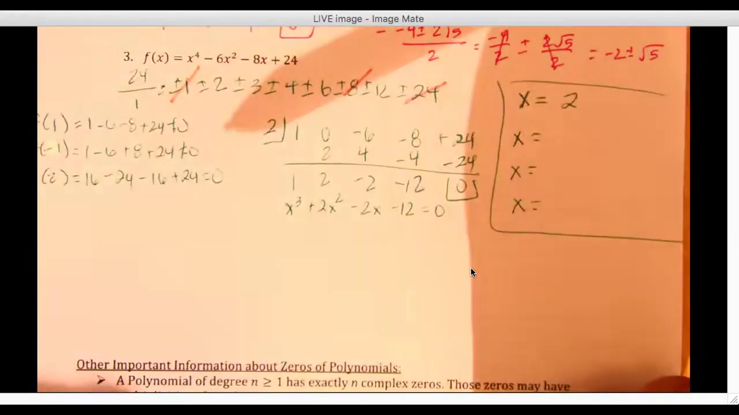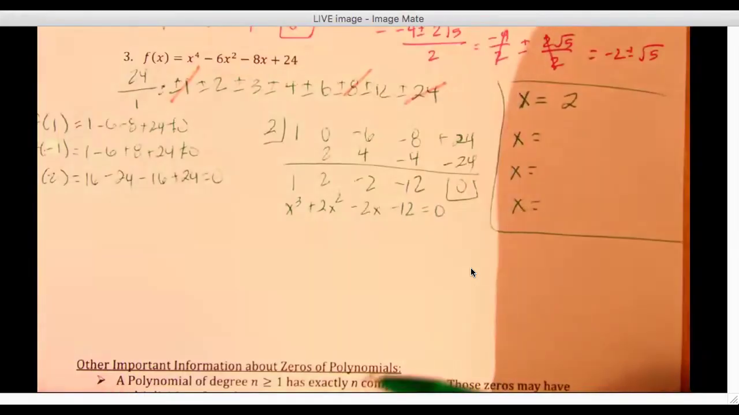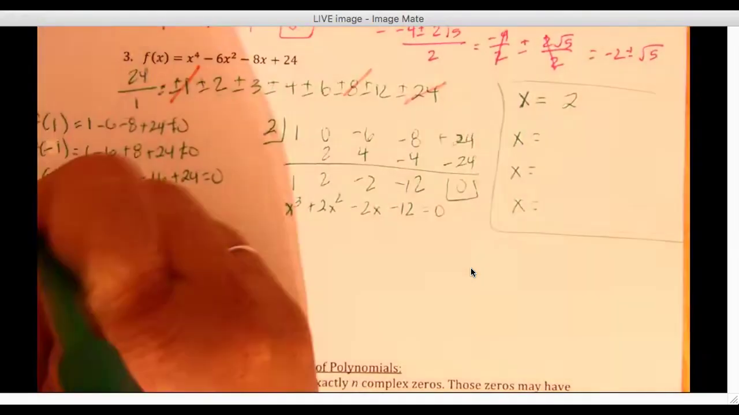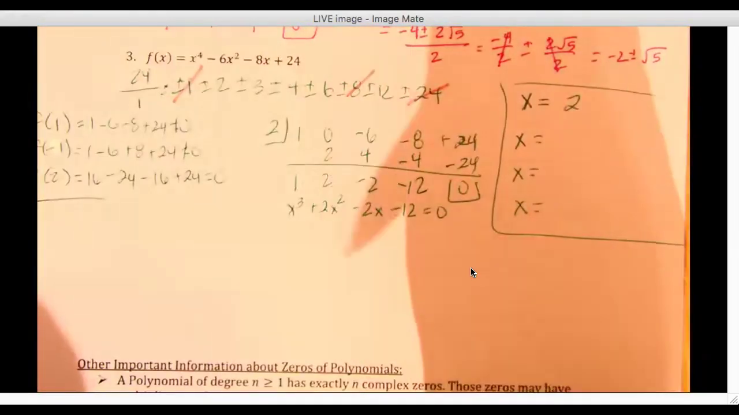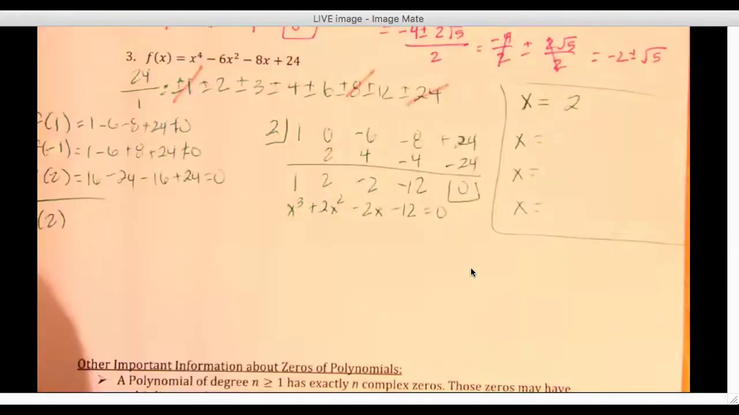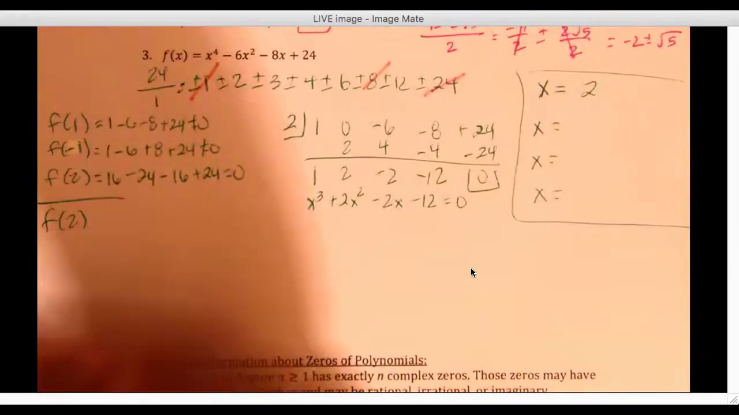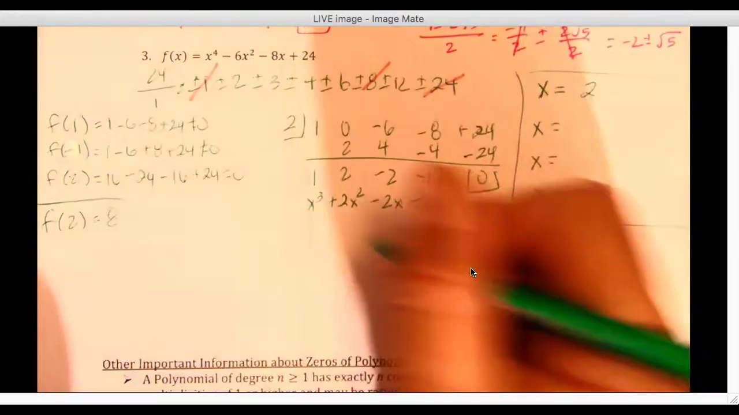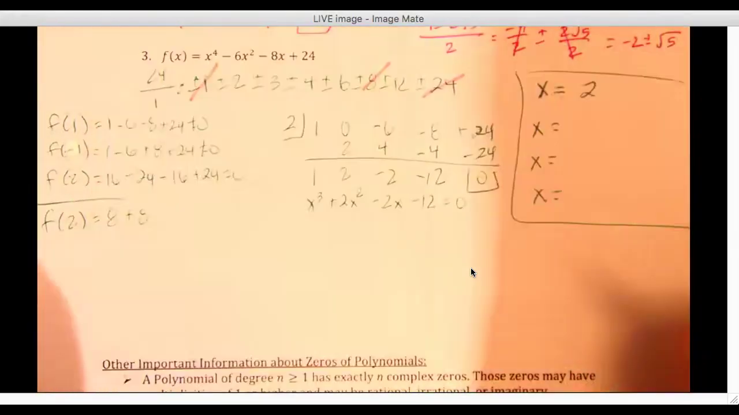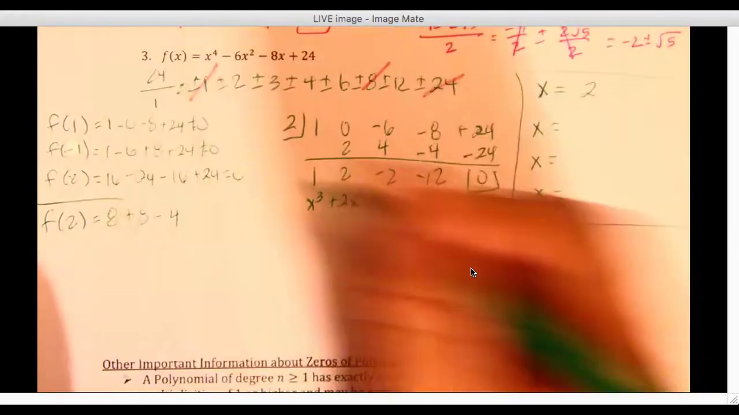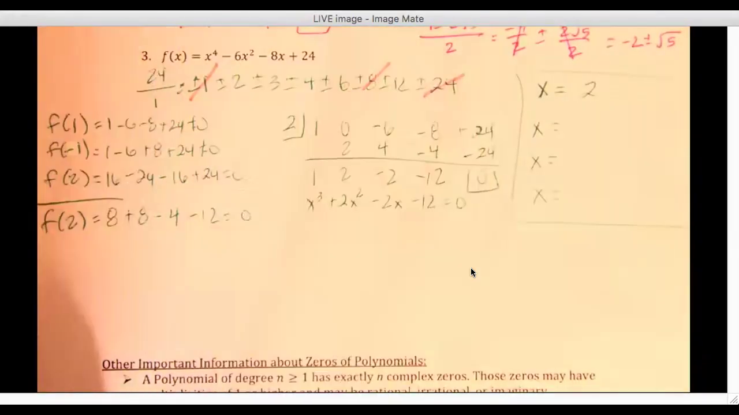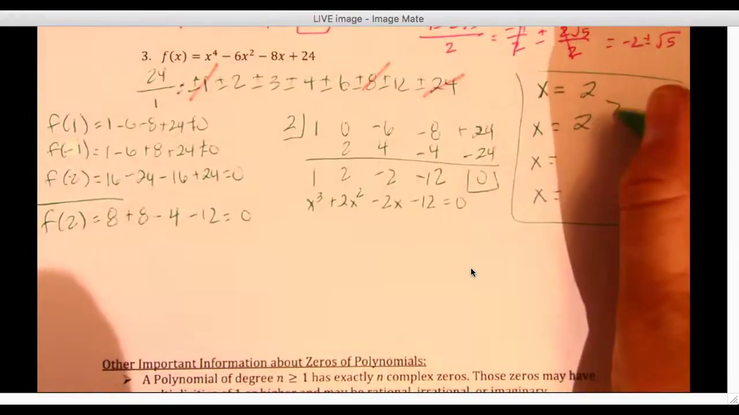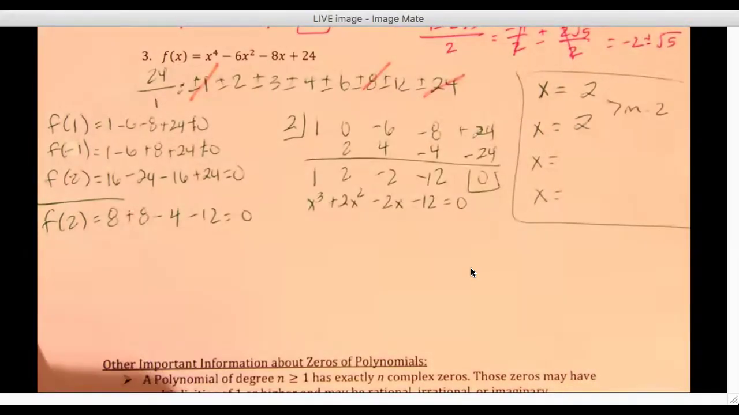And even though we already tried 2, I can try 2 again because it is possible for us to have a multiplicity of 2. So I could have 2 copies of that root. Now I'm going to plug in to this smaller polynomial here, and I'm going to plug in 2 again. And so plugging in 2 to this smaller polynomial, 2 cubed is 8, and 2 squared is 4 times 2 is 8, minus 2 times 2 is 4, minus 12, and that does actually equal 0. So that means we do have another copy or a multiplicity of 2 for this root.